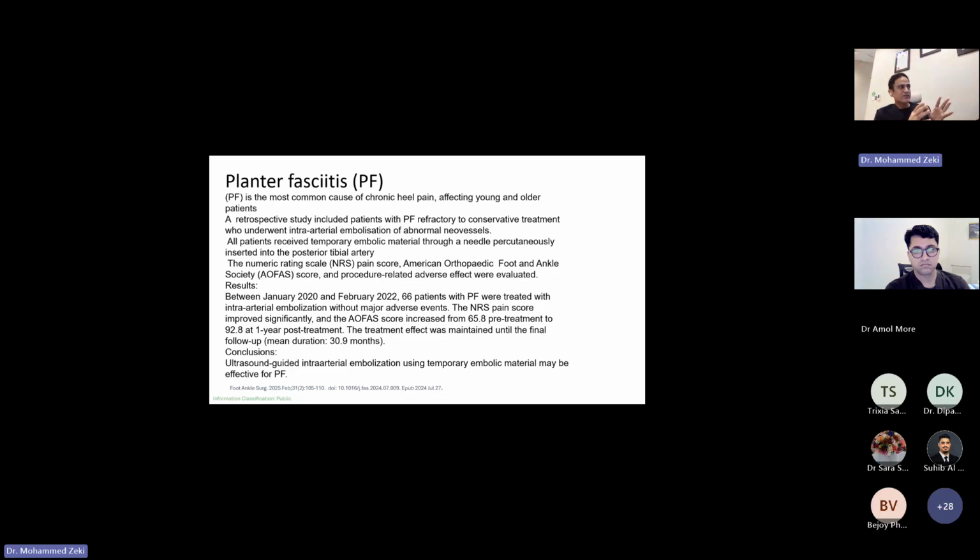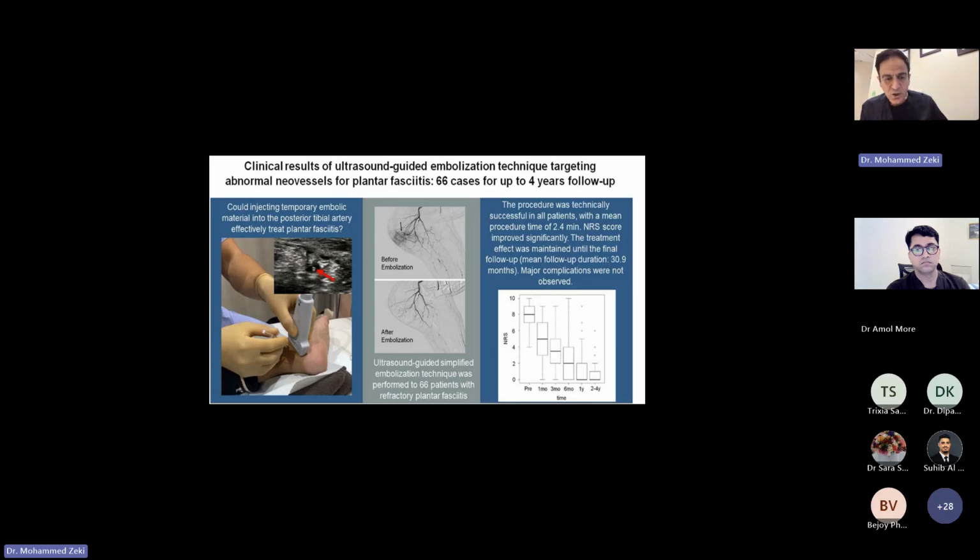Basically, this is a retrospective study of injecting temporary embolic material in the neovascularization in the plantar fascia. They did MRI and ultrasound; there is thickening and neovascularization. They did this study from 2020 to 2022, with 66 patients. And guess what? The result was very good, about 95% improvement in the pain score. They concluded that ultrasound-guided or even catheter-based embolization of plantar fasciitis does work.